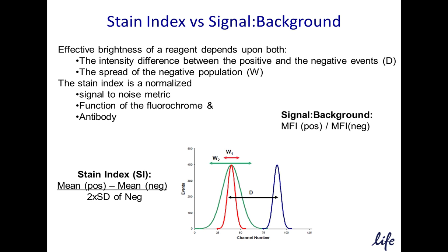Separation of the positive from the negative signal can be affected by a number of items. A simple method to measure the separation is taking the mean or median fluorescence intensity, or MFI, of the positive peak divided by the MFI of the negative peak. This is the signal-to-background ratio. The effective brightness of a particular fluorophore depends on both the intensity difference between the positive and negative events, but also on the spread of the negative population. As the spread of the negative population increases, the separation from the positive decreases. The stain index measurement takes into account the spread of the negative. The calculation for the stain index is the mean of the positive minus the mean of the negative divided by 2 times the standard deviation of the negative. In the simplest terms, the stain index is a parameter which reflects the ability to resolve a dim population signal from background.